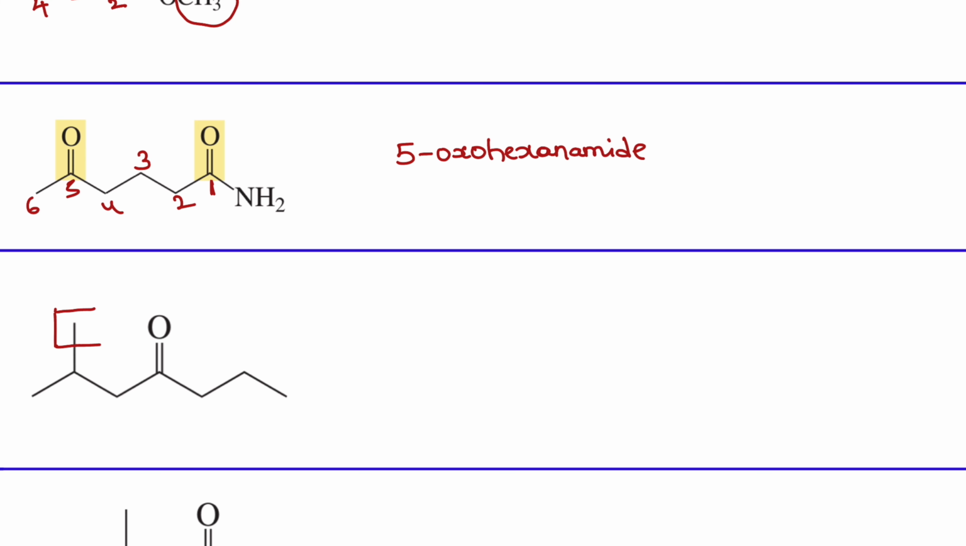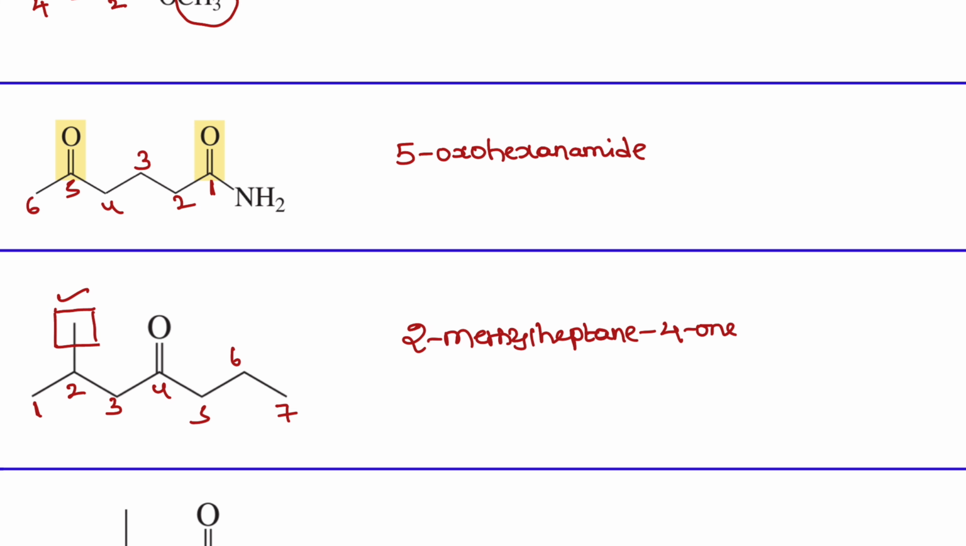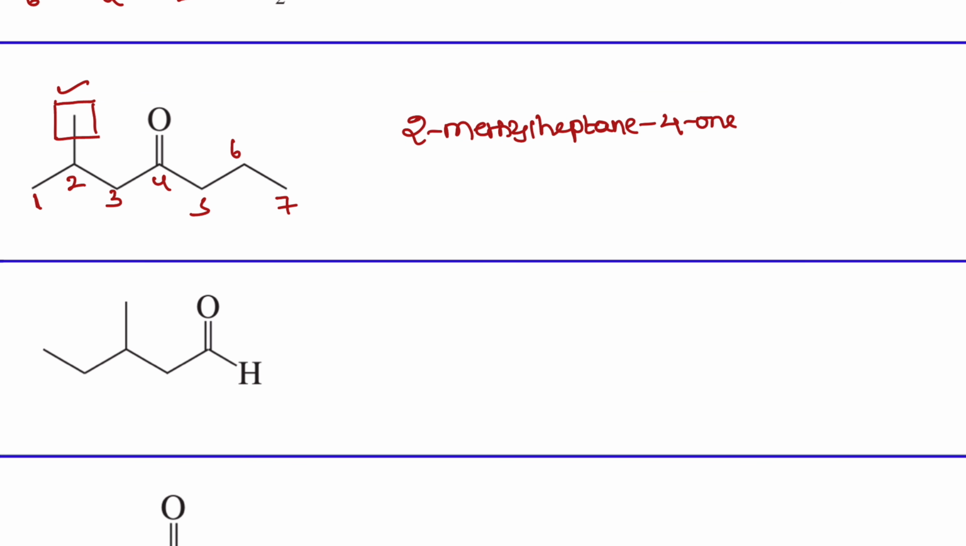Therefore, I am considering this branch. Like this, numbering will be given. And here this is a methyl group located at second place. 2-methyl heptane 4-one. Ketone is at the fourth place.